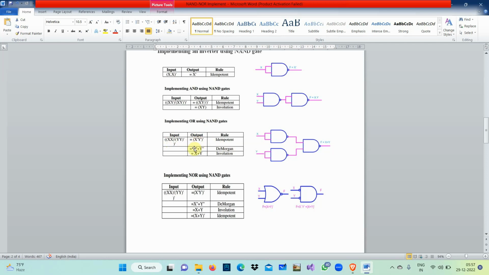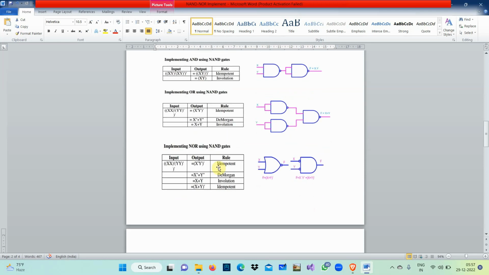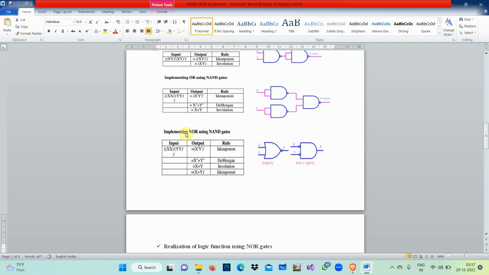What is the De Morgan law? Transpose of a into b is equal to transpose of a plus transpose of b. You must remember this law and use it. Then what is the involution? I have given it here. Now implementing the NOR gate using the NAND gate. I am using a NAND gate to implement the NOR gate.